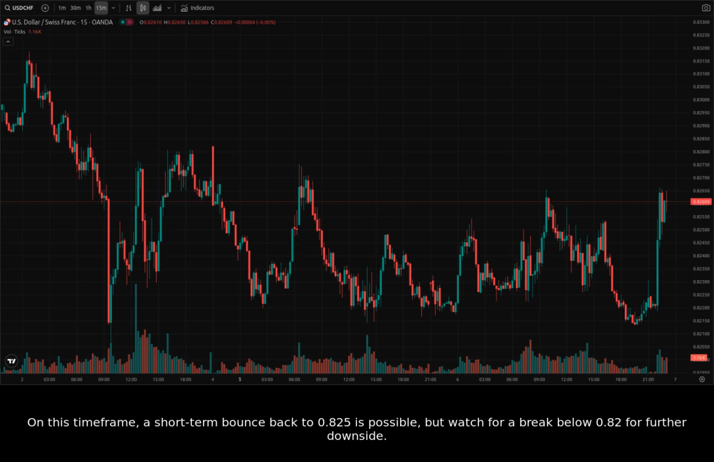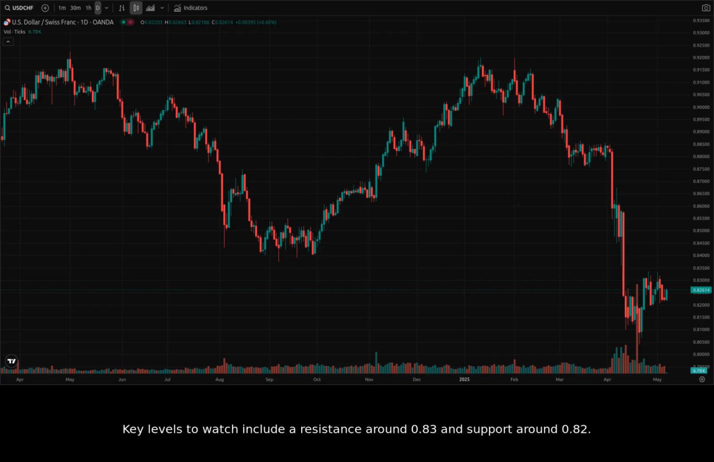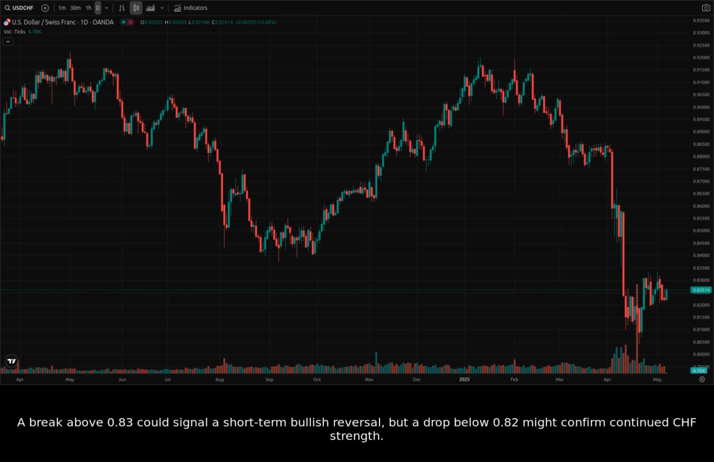In summary, the USDCHF is currently showing a bearish trend influenced by both fundamental and technical factors. Key levels to watch include a resistance around 0.83 and support around 0.82. A break above 0.83 could signal a short-term bullish reversal, but a drop below 0.82 might confirm continued CHF strength. Monitor SNB announcements and U.S. economic data releases, as these will likely dictate the future direction of this pair.